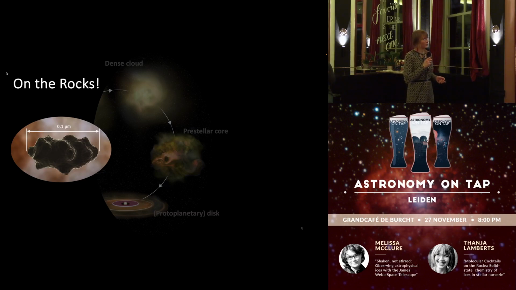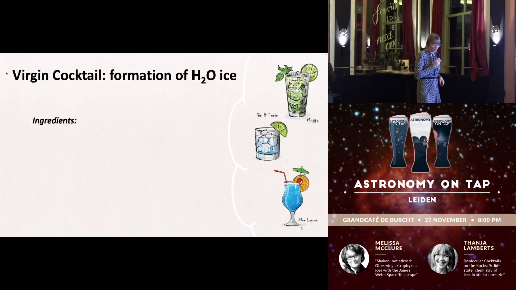All right. Okay, so let's start simple and maybe not too alcoholic yet. Okay, so let's have a look at a virgin cocktail. So very, very plain, just a formation of water, the formation of water ice. So I'll walk you through this example, but then when we get to other molecules, maybe there can be some input from you. What do you think if I give you the ingredients, which molecules can form? But here I'll do it the other way around.